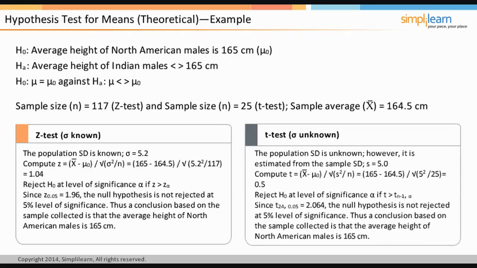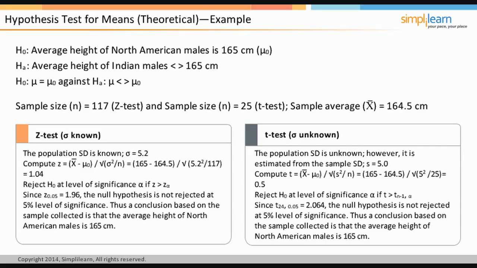If the population standard deviation is not known, a t-test is used. It is similar to the z-test. Instead of using the population parameter, or sigma, the sample statistic standard deviation, or S, is used. In this example, the S value is 5.0. Let us now compute t value using the formula given on the screen. The statistical notation to reject null hypothesis is shown on the screen.